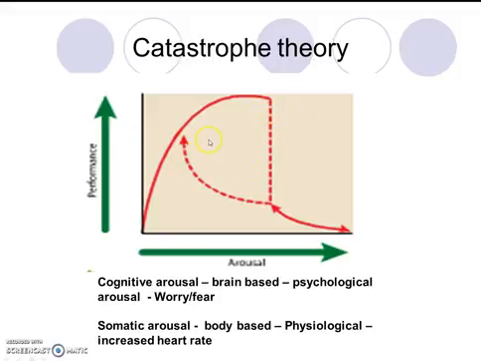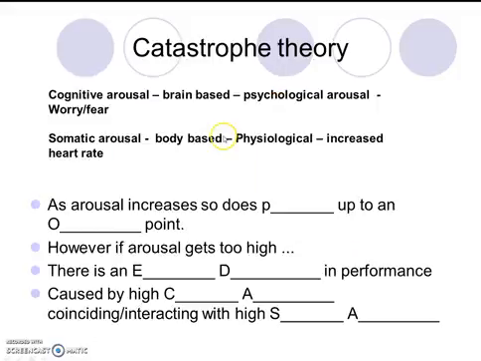So this is the picture. You might want to draw this so you can then make notes further on from here. So I'll put it back up here so you can see the point. This is how you get your marks when talking about the catastrophe theory. So it's exactly the same for your first point as the inverted U. As arousal increases, so does performance up to an optimal point or an optimal midpoint. However, if arousal gets too high, in this theory, it doesn't say there's a gradual decline, it says there's an extreme decline. And the extreme decline is caused by an interaction, or a clash, I would say, of high cognitive arousal and high somatic arousal.